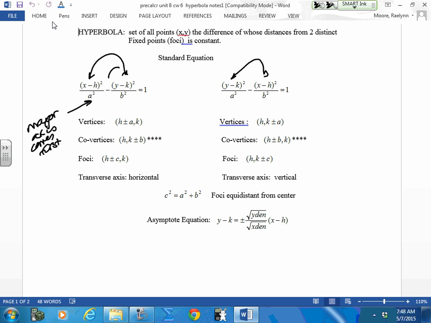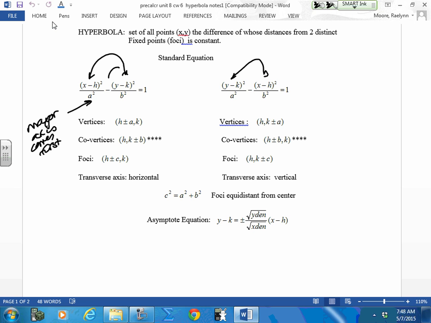So basically, your vertices come the same way. H is always before K. Your co-vertices will be there too. It will be on the minor axis. Your foci this time will come in outside.